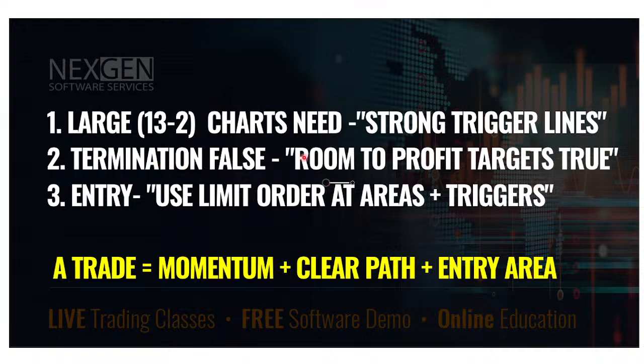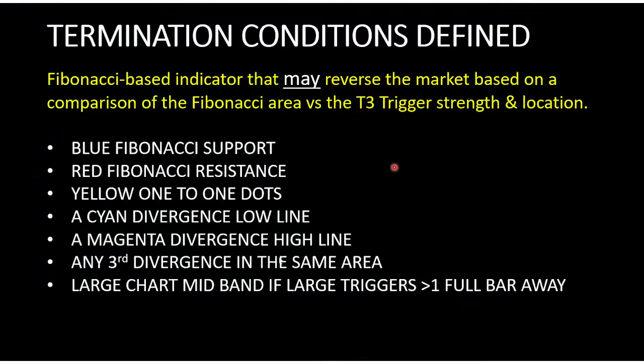It's saying the exact same thing. But when rule number 2 is met, we're going to add the advantage of a clear path to the momentum that we just established. So areas that may reverse the market based on a comparison of the Fibonacci area and the T3 trigger strength and location, guys. That's what a termination condition is.